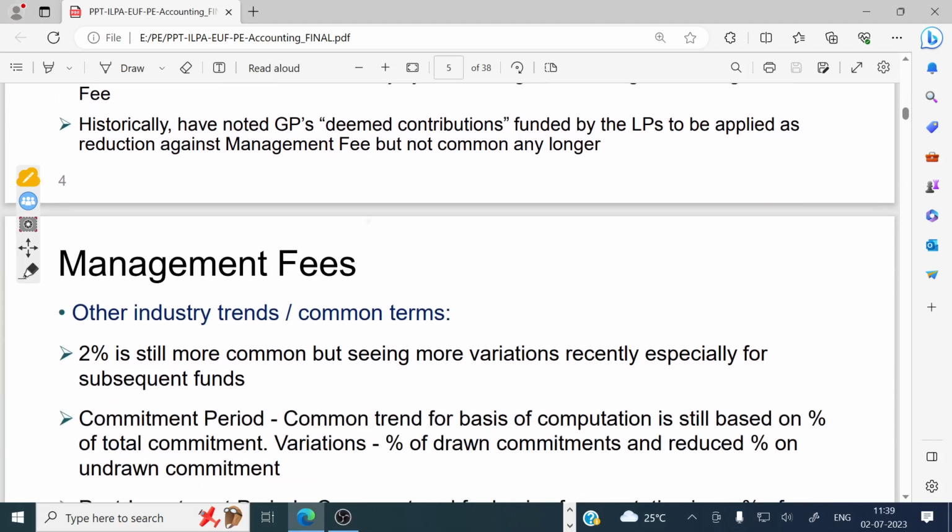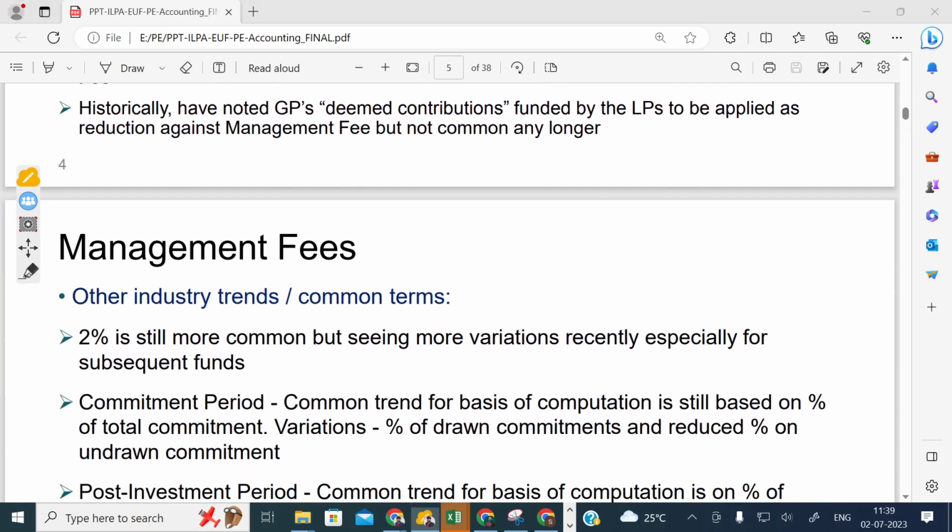Okay. Then this term: historically GPs' deemed contribution funded by the LPs was applied as a reduction against management fees, but that is not common any longer. So we don't have to discuss this even. I don't see this anywhere. It is just an old provision. Now it's a mandate. In India also, LPs and GPs both should contribute. So why would the LPs fund the GP's contribution? It's an old provision, not a new one.